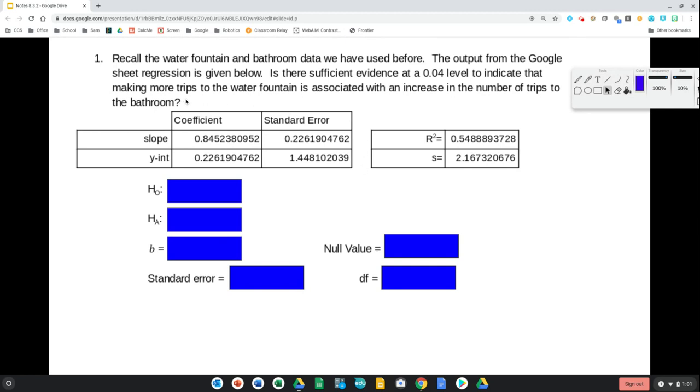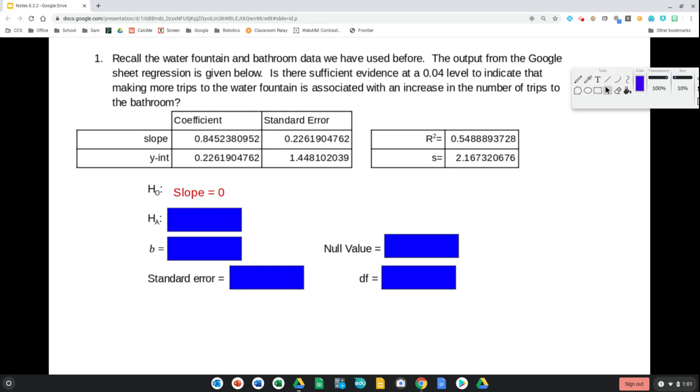And so if you notice up here, it says we're trying to figure out if there's sufficient evidence at a 0.04 level to indicate that more trips to the water fountain is associated with an increased number of trips to the bathroom. So that's what we're looking for, because again, that's what that slope is indicating, that relationship between those two variables. So our null value, like always, is going to be that it's equal to zero. So in this case, the slope is equal to zero.